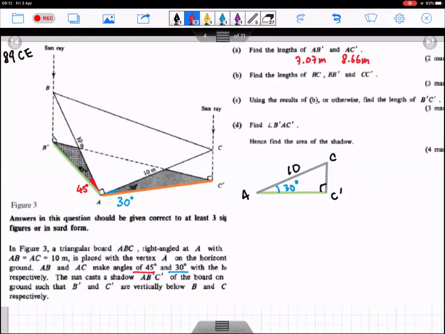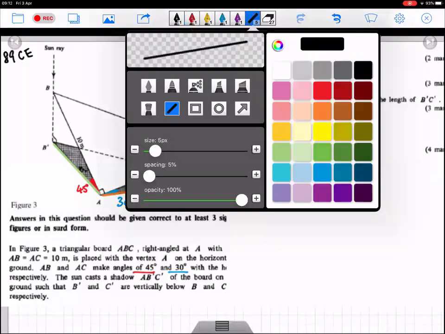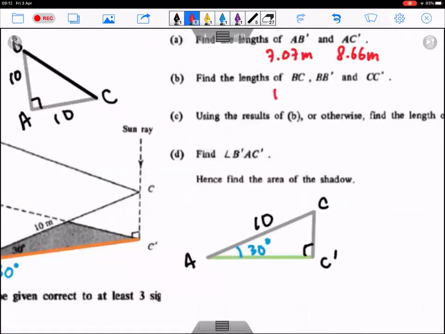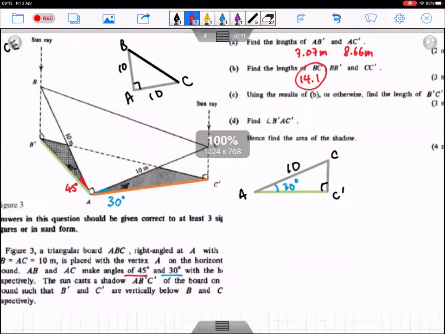And likewise, we can do BC. BC will be just the hypotenuse of the right angle triangle. We have the 10 and the 10 here. Once again, three pieces of information. That is the triangular cardboard. So BC will be the square root of 200, and that goes to 14.1.